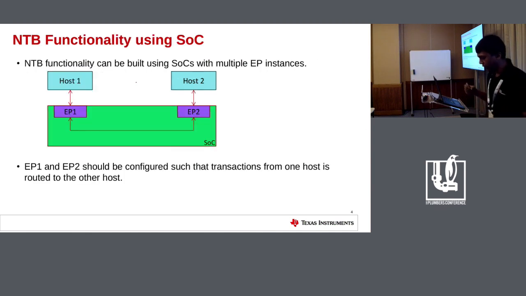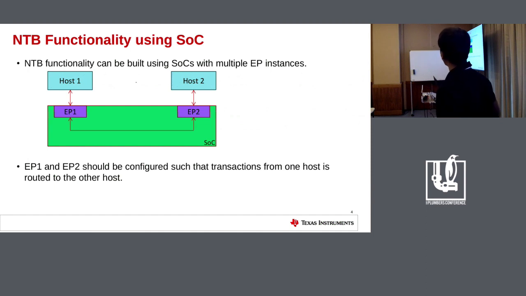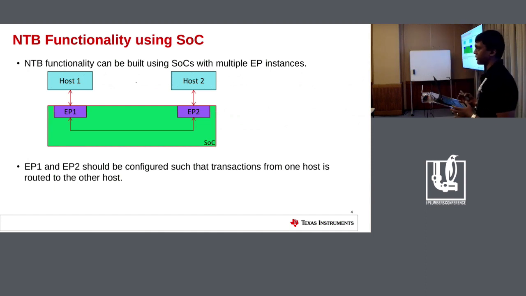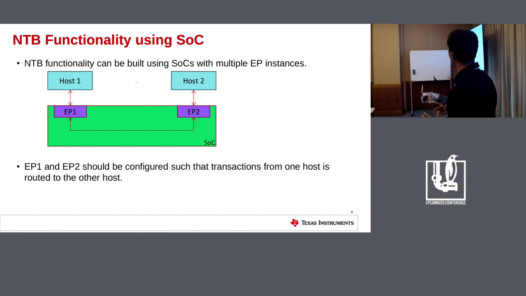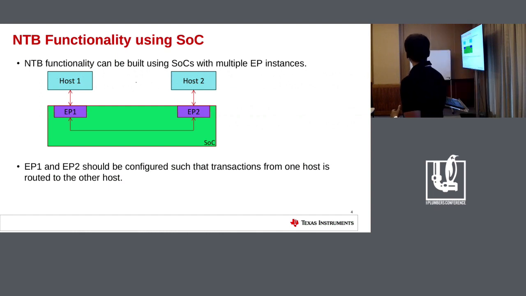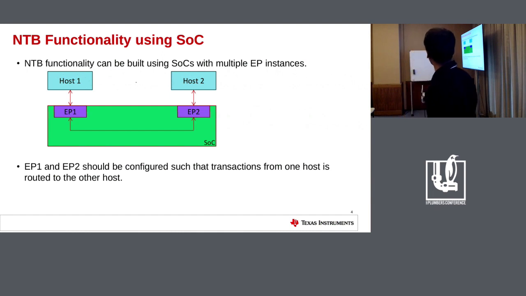So now let's get into the details of how I build NTB functionality using an SoC. In order to build NTB functionality in an SoC, the SoC should implement multiple endpoint instances. Here the SoC implements two endpoint instances, and the hosts which communicate with each other should be connected to one endpoint instance each. Once you have hardware with this configuration, the endpoint one and endpoint two controllers can be configured such that a transaction from one host can be routed to the other host.